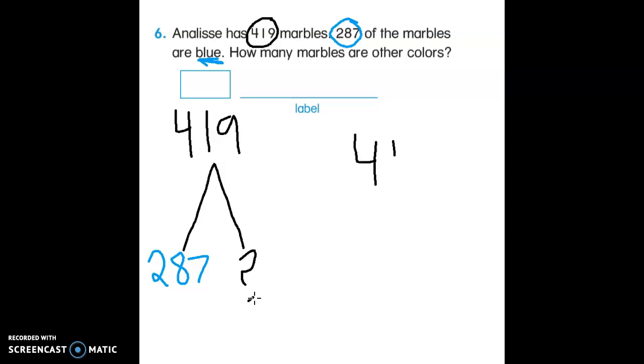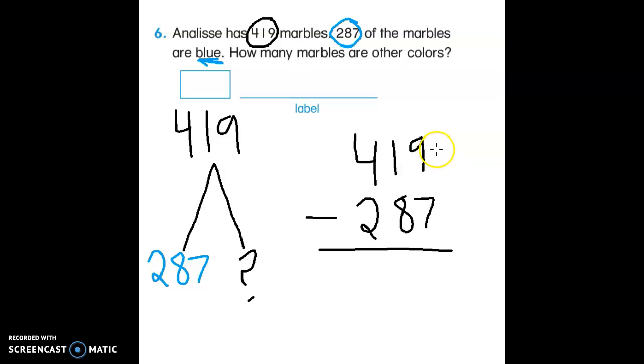So 419 minus 287 equals what? I'm going to say that the other marbles are orange. So I'd start with my ones. 9 take away 7. I do not have to borrow. Don't borrow if you don't have to. So 9 take away 7 is 2.